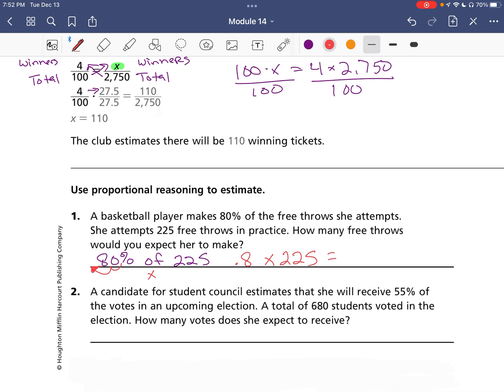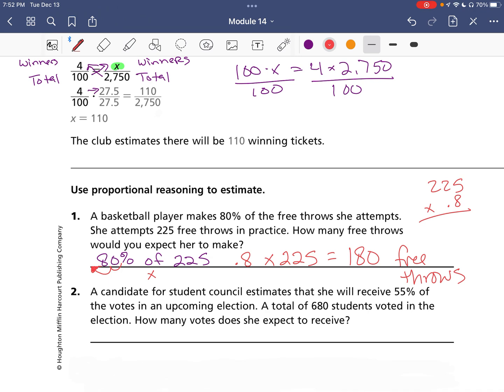Pause your video. Do that on the side of your paper. Be very careful of that decimal. Don't forget it. It'll make a big difference in your answer. Hit play when you're good to go. For our free throws, we should expect her to make 180 free throws successfully.